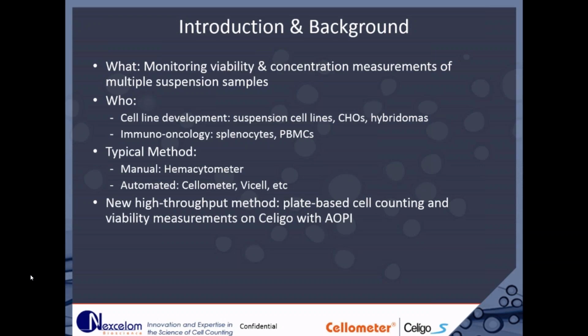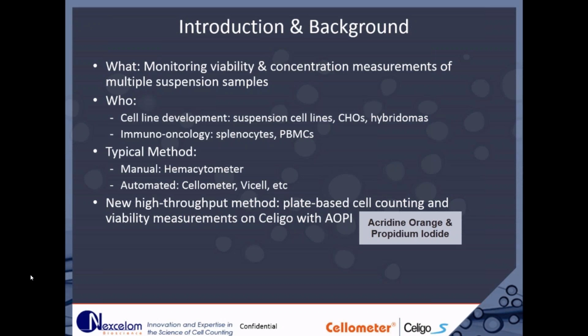So what I want to do today is move into the next high throughput method, which is more of a plate-based cell counting and viability measurement on the Celigo using this reagent called AOPI, which is acridine orange and propidium iodide. It's nothing new, it's been around forever, but we're going to use those quick staining fluorescent dyes to measure the viability pretty quickly on the Celigo. But there are some important things that you need to know before we get into that sample preparation.